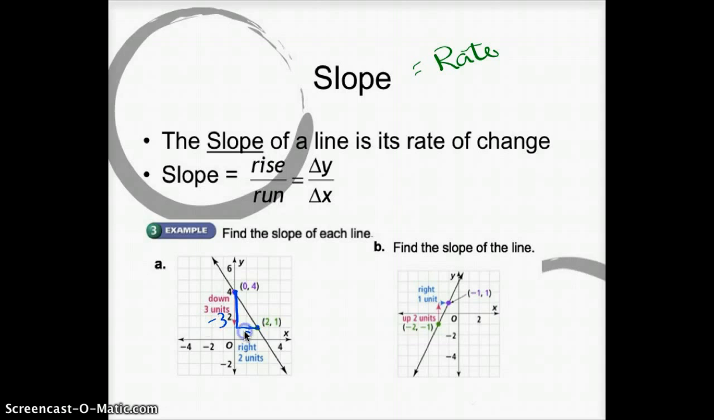And it goes from 0 to 2, it goes right 2. So the slope, the rise over run, is negative 3/2. And a lot of times you'll leave it as a fraction there. You may also write it as negative 1.5. Both would be correct for that slope.